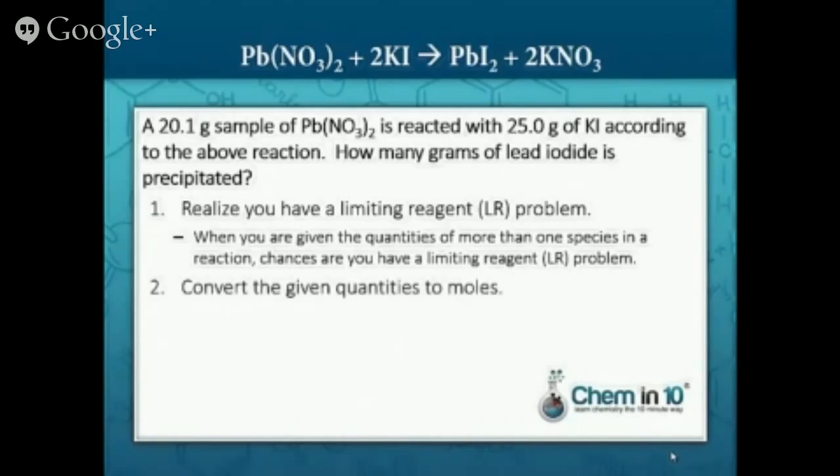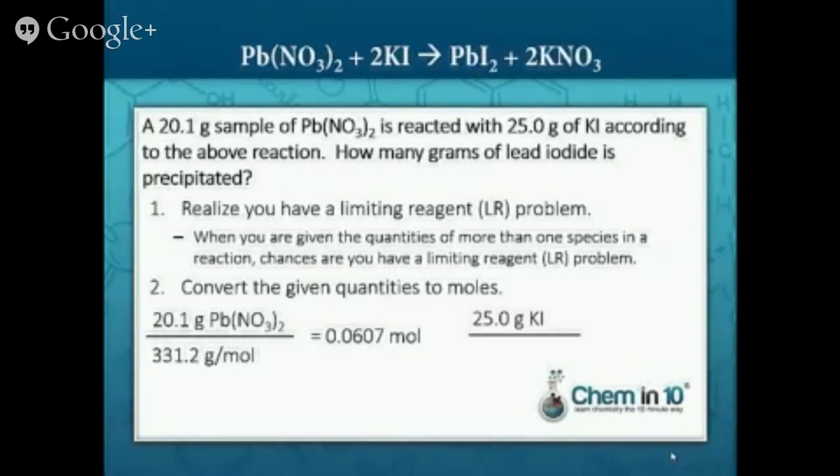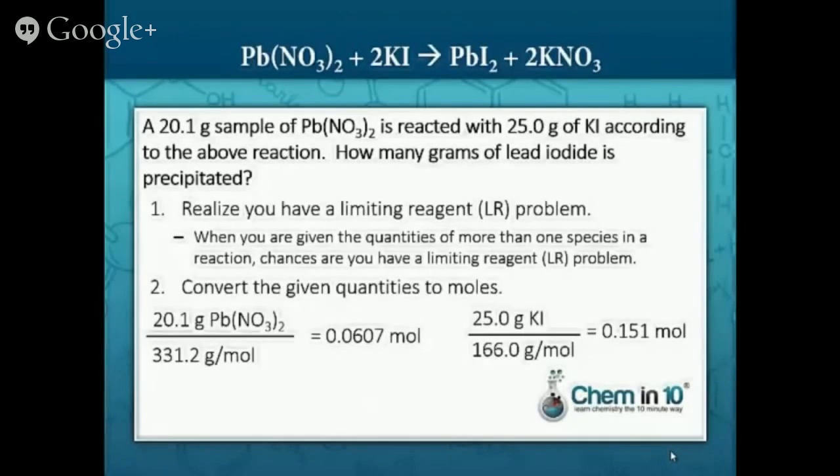We need to convert these grams to moles. So we have 20.1 grams of lead 2 nitrate divided by the molar mass, which is 331.2 grams per mole, which gives us 0.0607 moles of lead 2 nitrate. We have 25 grams of potassium iodide divided by the molar mass of potassium iodide, which is 166.0 grams per mole. And we have 0.151 moles of potassium iodide.